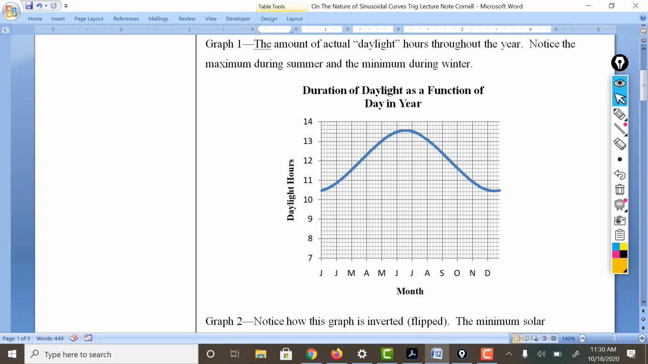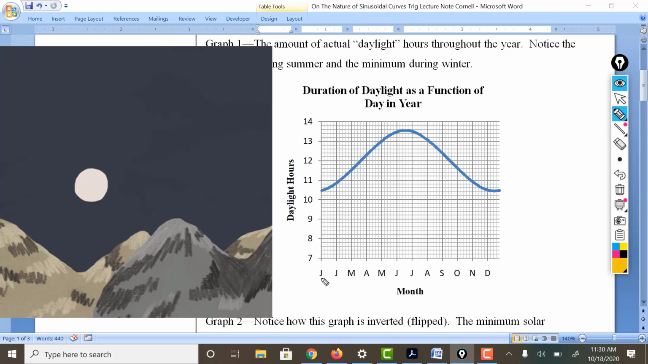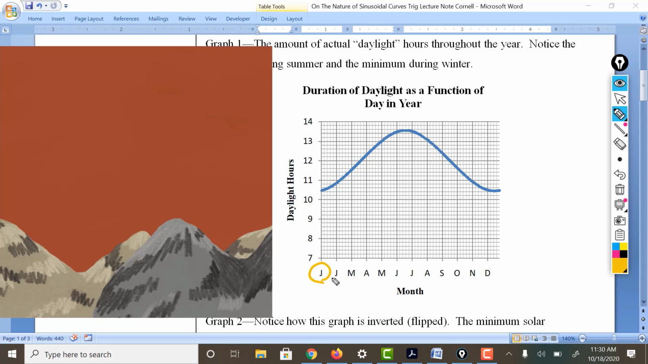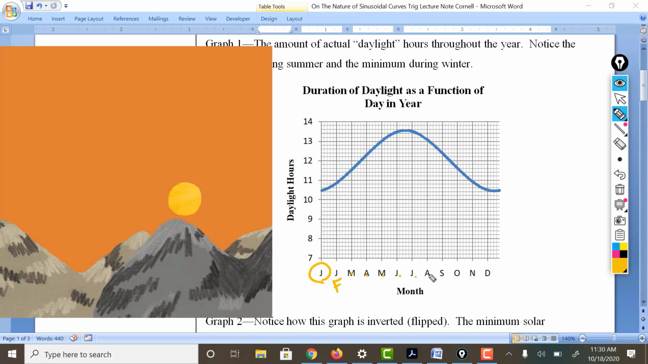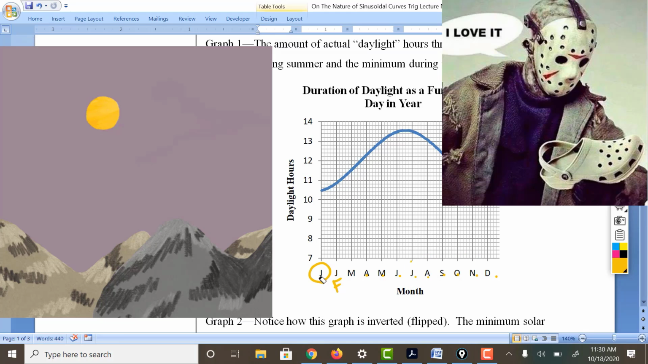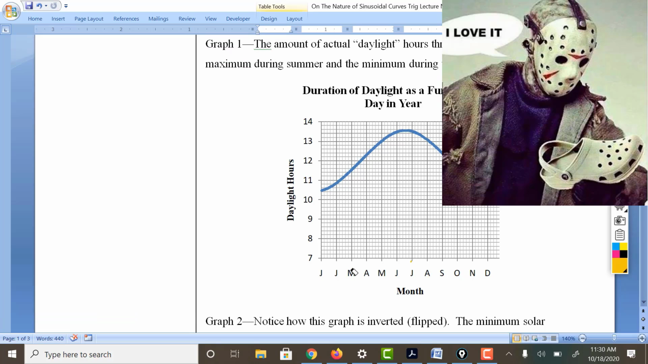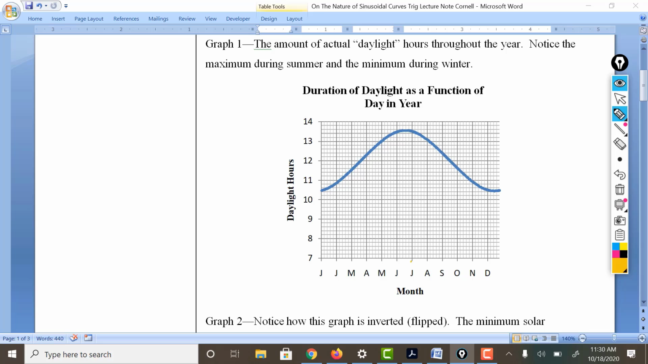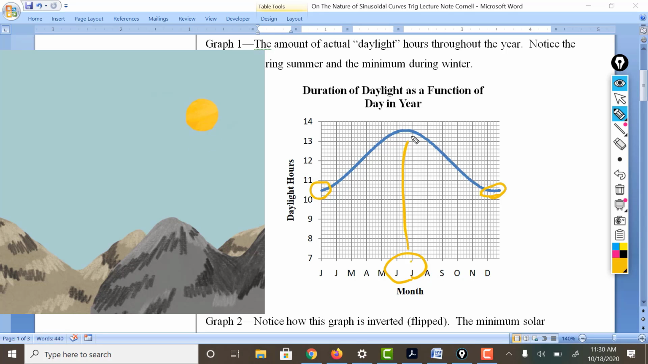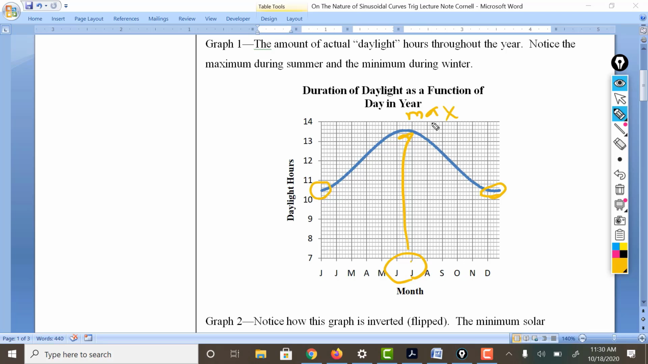So graph number one is the amount of actual daylight hours throughout the year. You'll notice that we have here January, February, March, April, May, June, July, August, September, October, November, December. These are the months and these are the number of hours in a day. Notice that in January we have the lowest amount of hours. Same thing with December. We have the least amount of daylight, whereas in the summer months you're going to have a max. So that's when you have your max daylight hours. Here you have your minimum daylight hours. Okay, so notice the uniqueness of the graph.